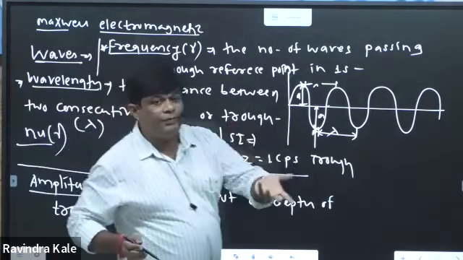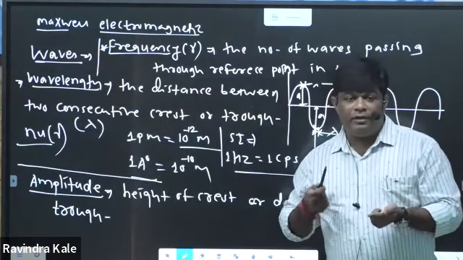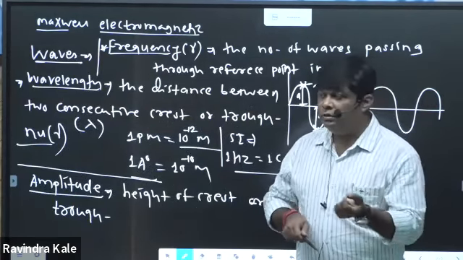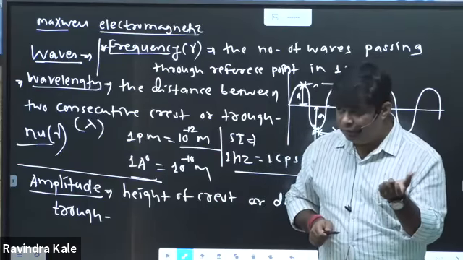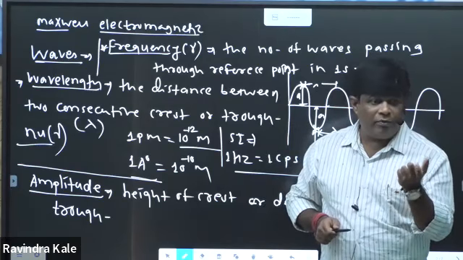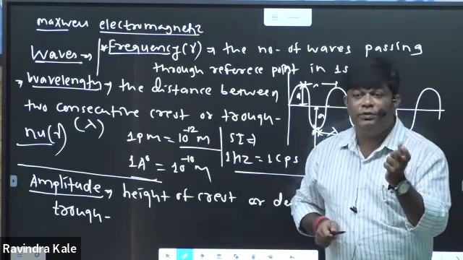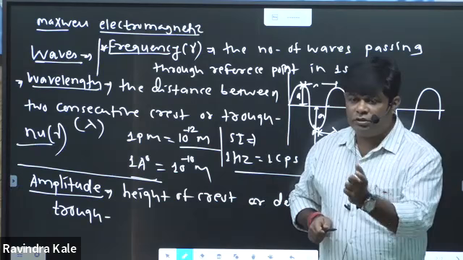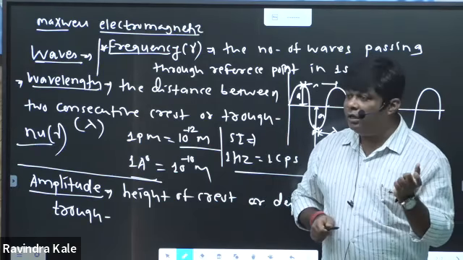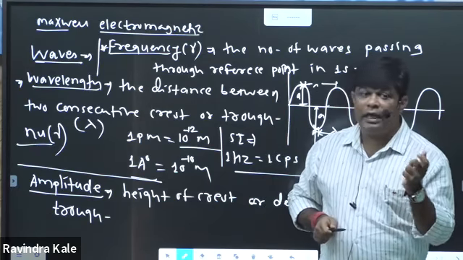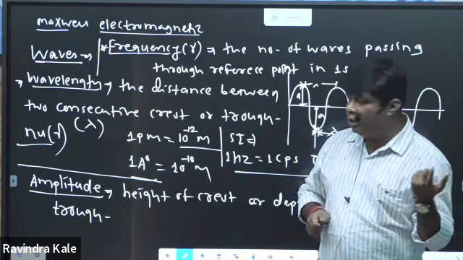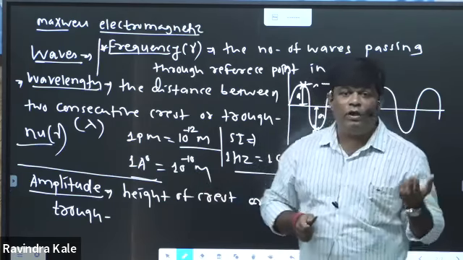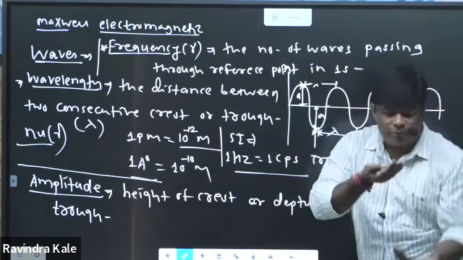जर तुम्हाला असं विचारलं what is waves, तुम्ही काय सांगणार? Periodic disturbance produced in a space. That is the waves. A wave consists of crest and trough. What is wavelength? The distance between two consecutive crests or troughs is called wavelength. Wavelength is expressed in angstrom unit or picometer. You know the relation. You know the amplitude. What is amplitude? Height of crest or depth of trough.